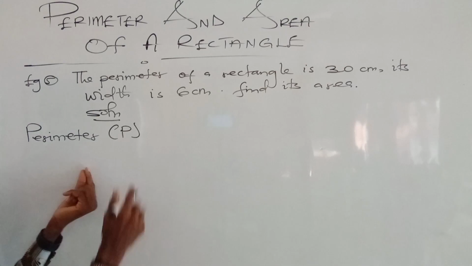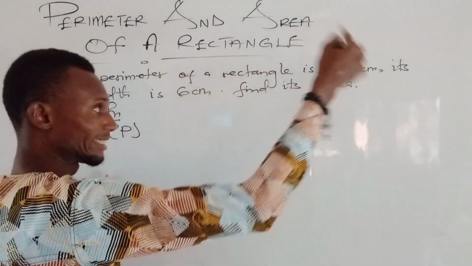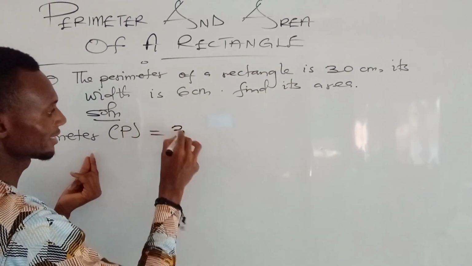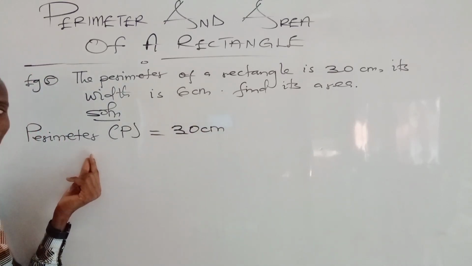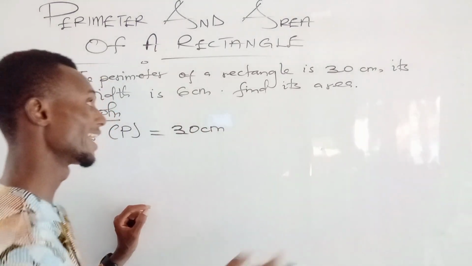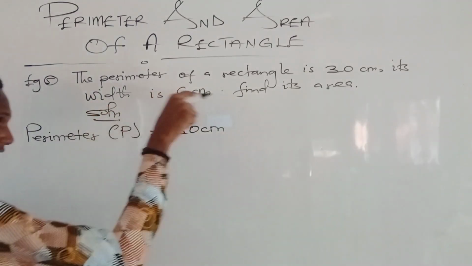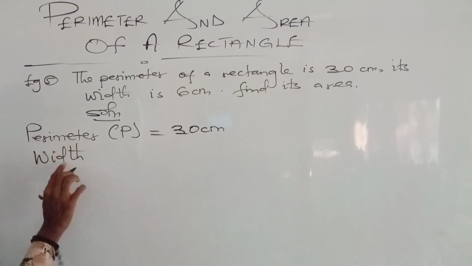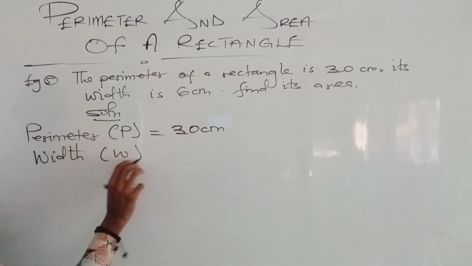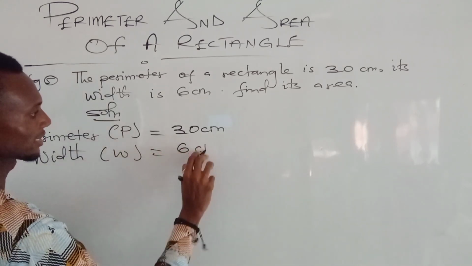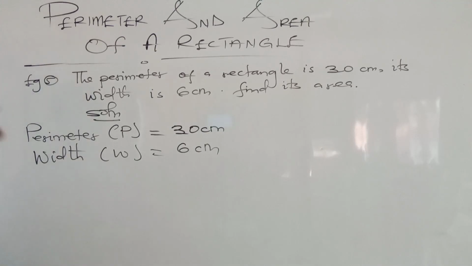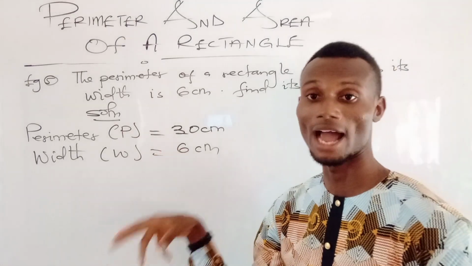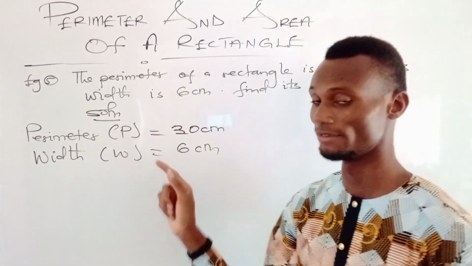Are you getting it? Now it says the perimeter of a rectangle is 30 centimeters. So my perimeter (P) equals 30 centimeters. I hope you agree with me up to this point. Now let's go ahead and read. It says its width is 6 centimeters. So we write the width down. Write the width in full, then in brackets W equals 6 centimeters. Then it says find its area. So this is the information the question gave us, and now it's asking us to find the area of the rectangle.